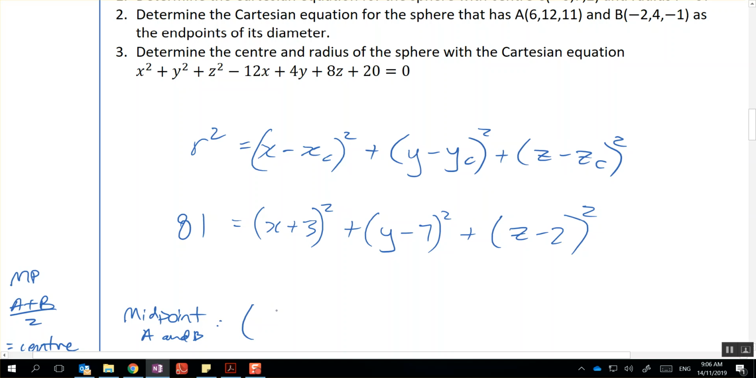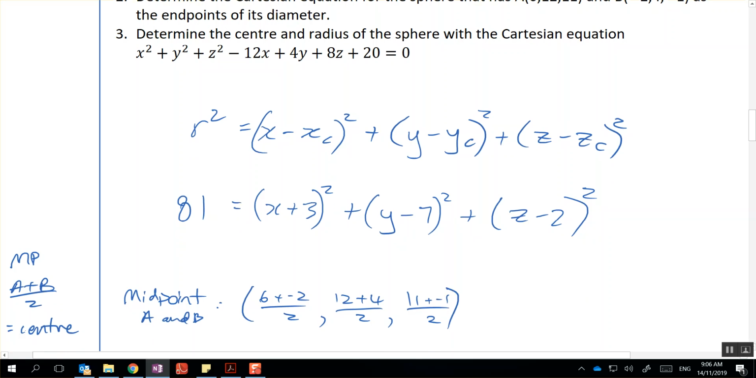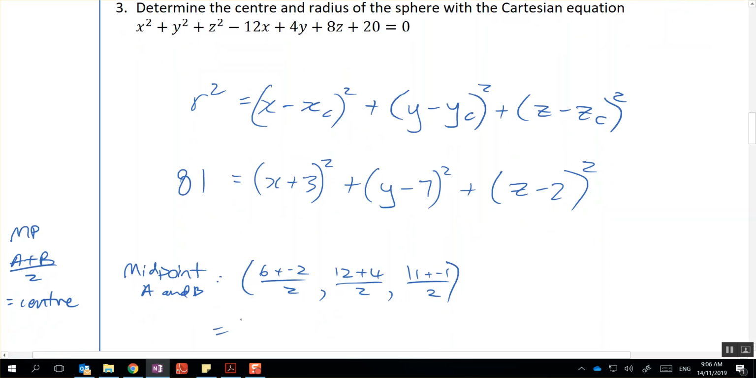We've got 6 plus -2 divided by 2. We've got 12 plus 4 divided by 2. 11 plus -1. And we learnt our lesson, we're going to do the maths nice and slowly in our heads. 6 plus -2 is 4, divided by 2 is 2. 12 plus 4 is 16 divided by 2 is 8. Big number. 11 plus -1 is 10 divided by 2 is 5.